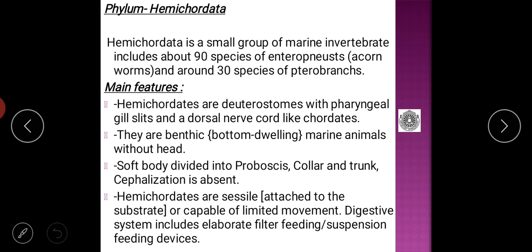Now they are benthic forms, that is bottom dwelling forms, and they are marine animals without a head. They have a soft body which is divided into proboscis, collar and trunk, and cephalization is absent. Hemichordates are sessile, that is they are attached to the substratum, or they are capable of limited movement too. The digestive system includes elaborate filter feeding or suspension feeding devices.